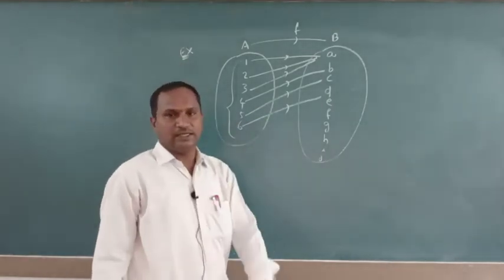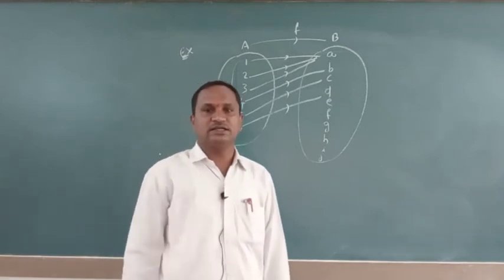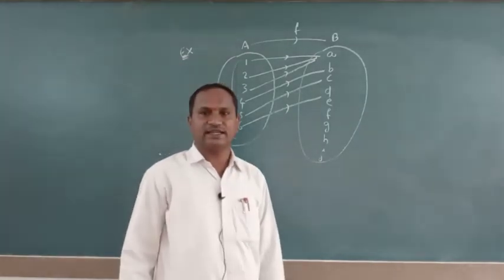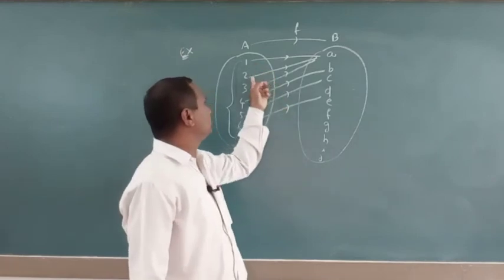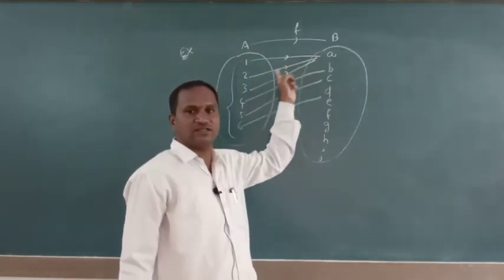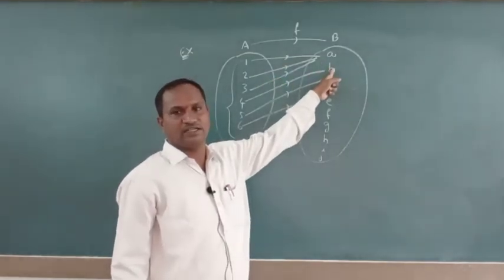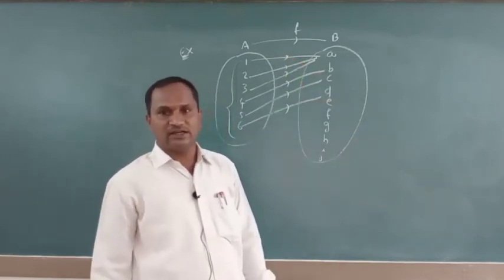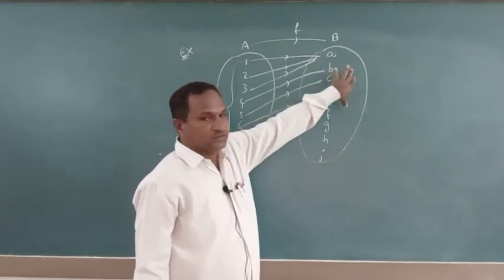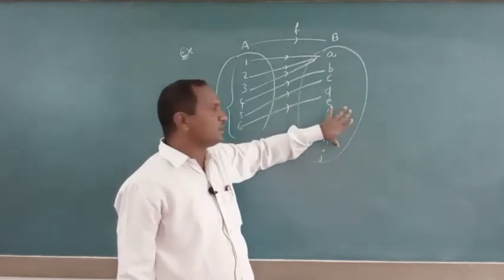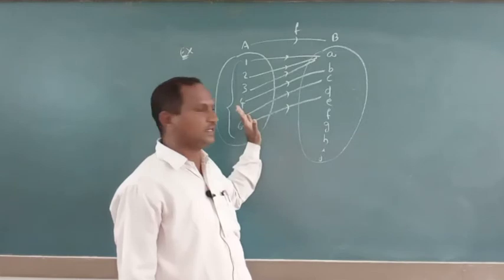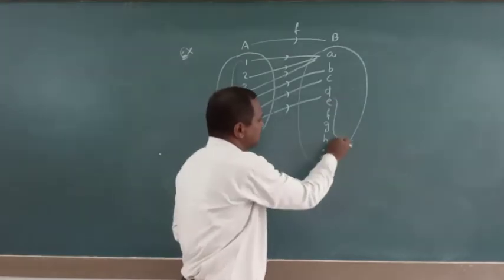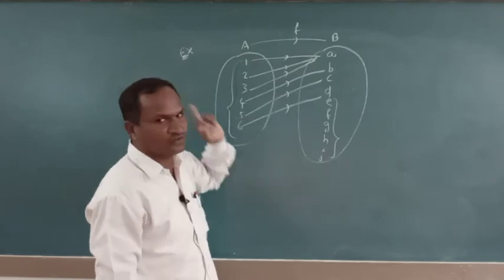Coming to the second point, I told that distinct elements may be associated with the same element in set B. According to that, the elements 1, 2 and 3 are associated with the same element in set B. That's why in that case also we can call it a function. In the third point, I told that some elements of set B are not associated with any element of set A. If you observe here, E, F, G, H, I, J are not associated with any element of set A.